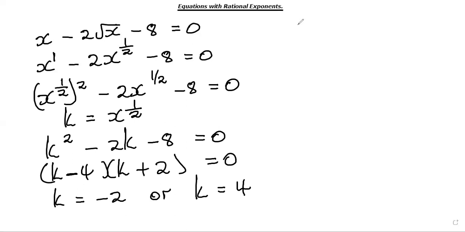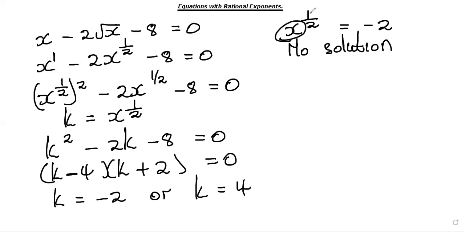But now we know that k is actually x to the half, which is equal to negative 2. And we see that there is no solution for this one. There is no value of x, which if we raise to an even power, will result in a negative answer. We don't have such.